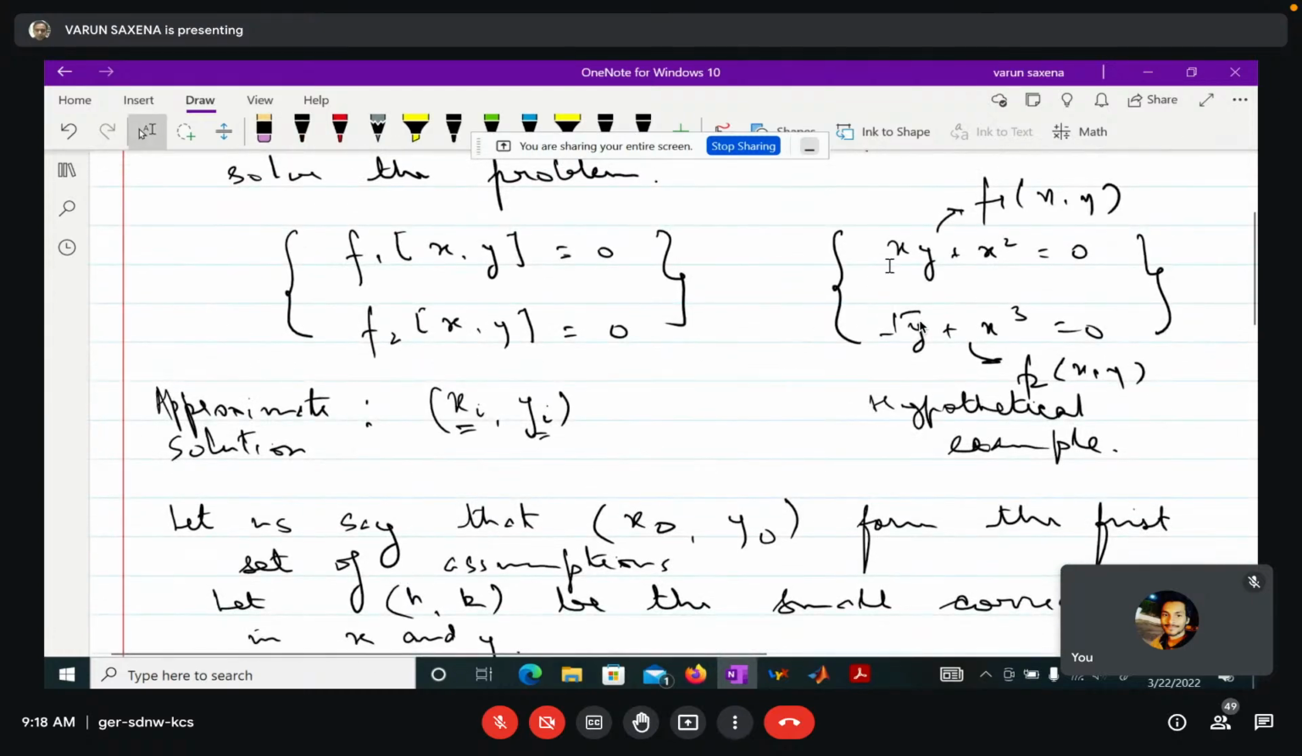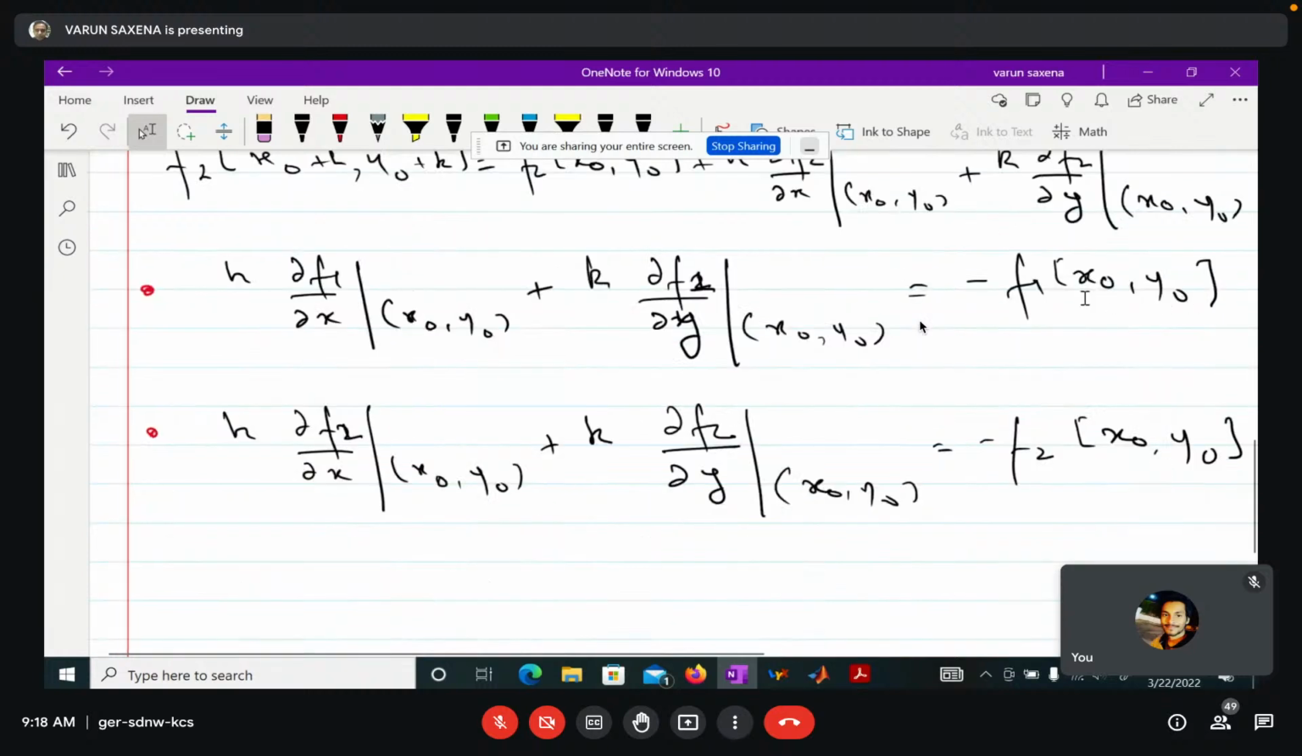Like the form of f1 in this case is xy plus x squared under root y plus x naught, right? So I substitute the values of x naught and y naught in f1 and f2, then these two are right. It could be positive, it could be negative. It would be some number. So these are some numbers.